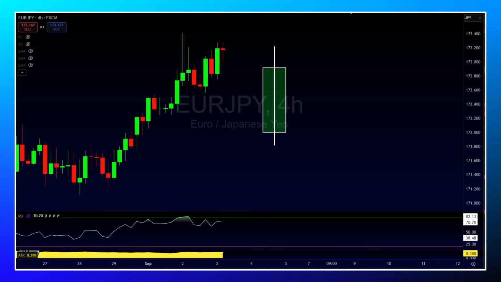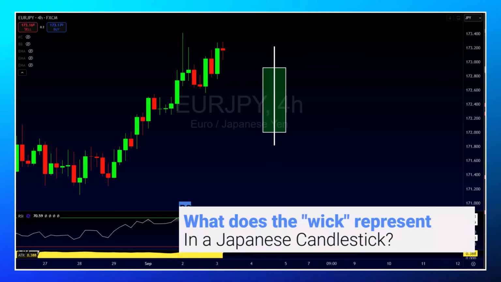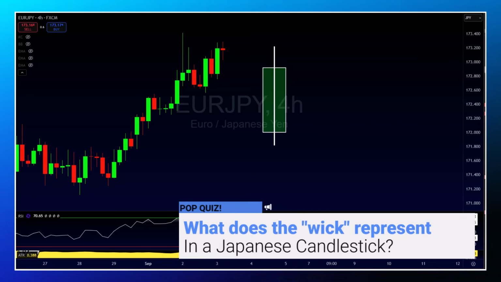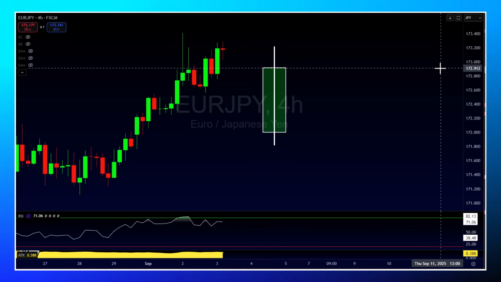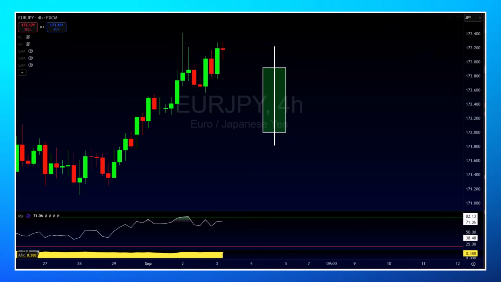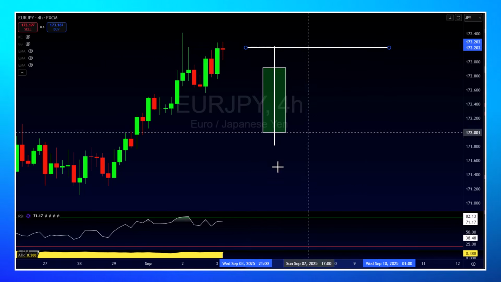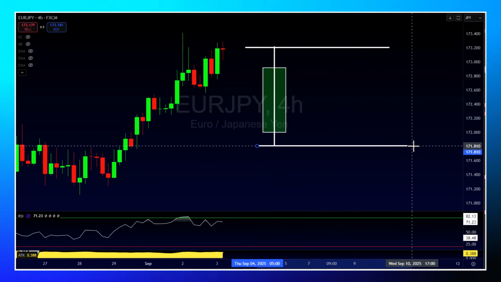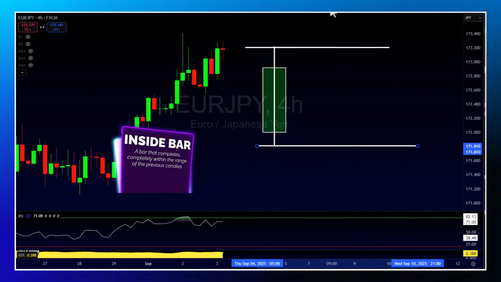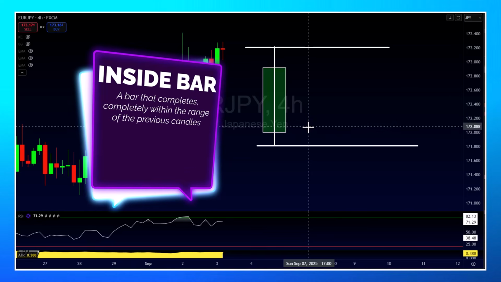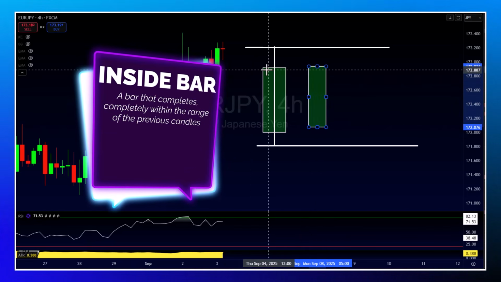An inside bar, right? So we know that the wick represents, pop quiz for you. What does the wick represent when it comes to a candlestick? The total of the extreme, the range. So this represents the range, right? The range of this movement was from this highest high to this lowest low. This is the range of the session, right? An inside bar is a candle or a bar that completes within the range of the previous candle, right?